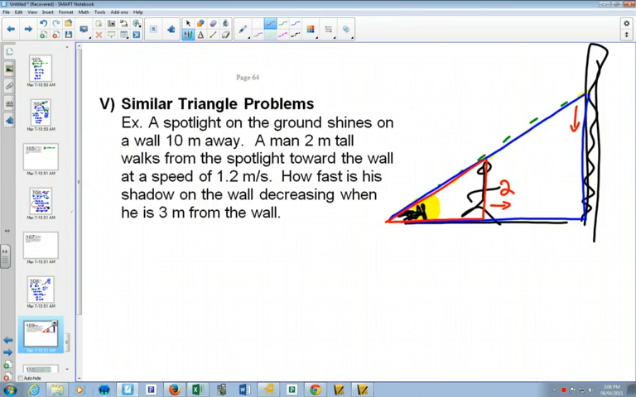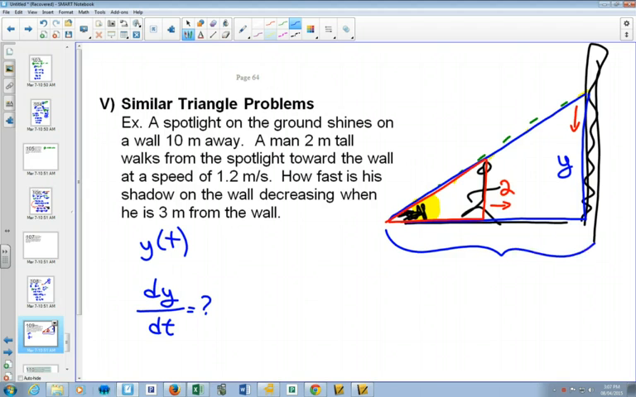We want to find out how much this shadow is going down, so it makes sense to label this side as, say, y, because it's up and down, and say, well, I know y is a function of time, and I want to find dy/dt. We know that the spotlight itself is 10 meters away from the wall.